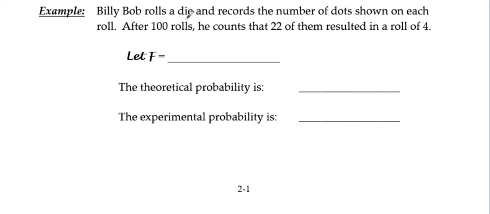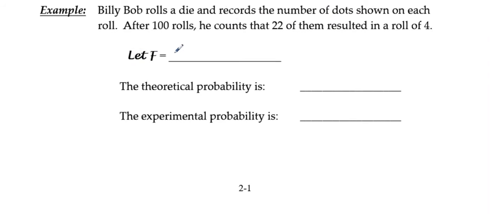So here is a very basic example. Billy Bob rolls a die and records the number of dots shown on each roll. After 100 rolls, he counts that 22 of them resulted in a roll of 4. Whenever you get a probability question, the very first thing you need to consider is what the favorable event is. So we have what we call our let statement. Because we're rolling a 4, we're just going to use the letter F to represent rolling a 4.